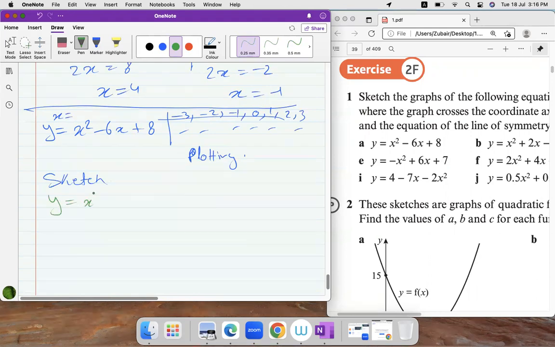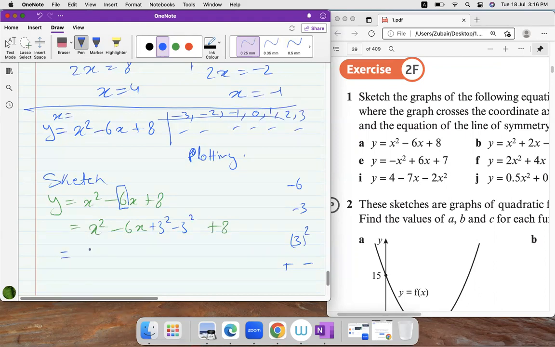So y equals x square minus 6x plus 8. First step is make the coefficient of x square as 1, which is already 1. Second step is this. Coefficient of x, half of it, and square of it, then add and subtract. So I will add 3 square and subtract 3 square. Whatever the coefficient of x is, half of it squared, added, squared, subtracted. Then we close these 3. This is x minus 3 whole square.